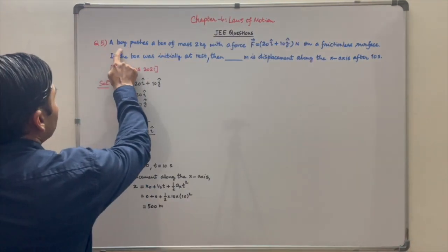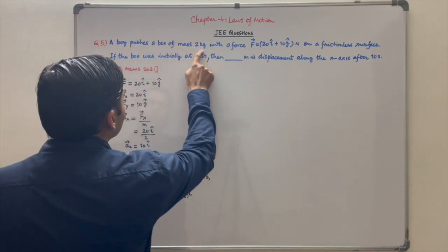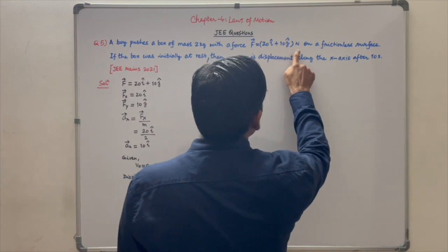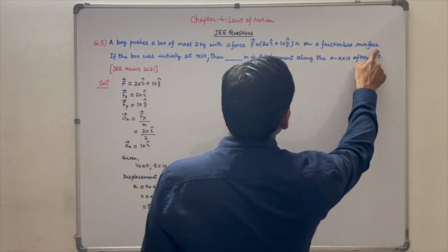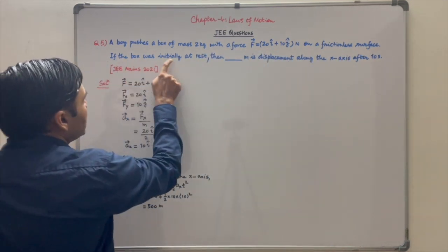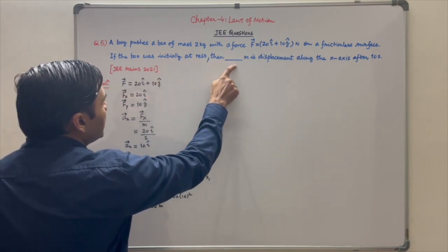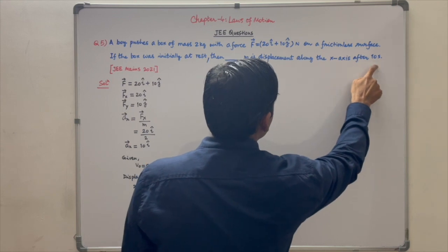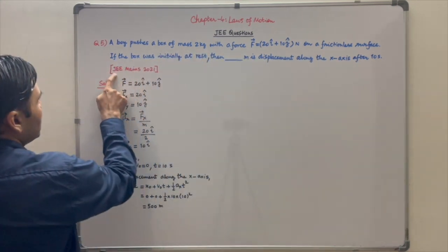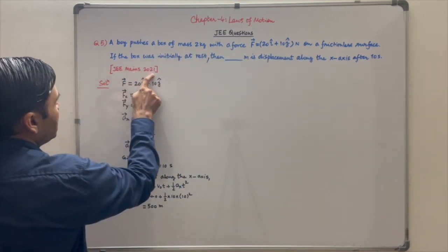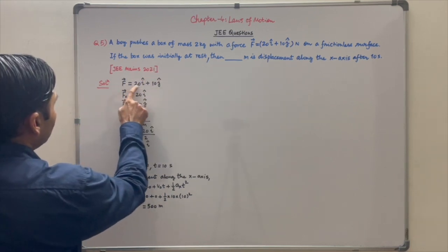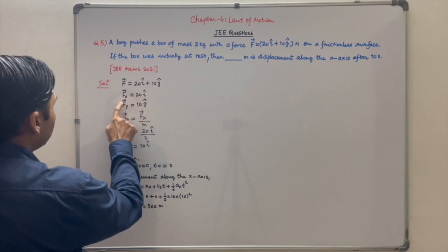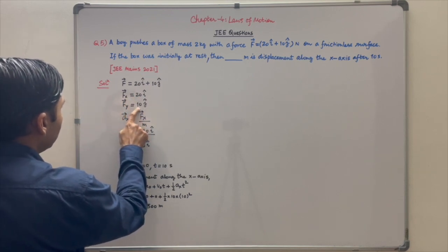Fifth question, a boy pushes a box of mass 2 kg with a force F is equal to 20I plus 10J Newton on a frictionless surface. If the box was initially at rest, then dash meter is displacement along the x-axis after 10 seconds. This question was asked in JEE Mains 2021. F is equal to 20I plus 10J. That means Fx is equal to 20I and Fy is equal to 10J.